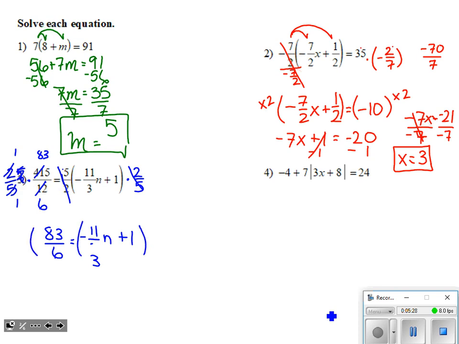I'm going to take both sides of this equation because I still don't like the fact that I've got fractions over 6 and over 3. And I'm going to multiply both sides by a number that can be divided by 6 and can also be divided by 3 cleanly. I'm going to multiply both sides by 6. So on the left-hand side, the 6's cancel out, and I get 83. And on the right-hand side, I have negative 11 times 6 divided by 3. That's like negative 11 times 2. And then 1 times 6 is just 6. So again, we get to an easier problem to work with when we get those fractions out of the way.